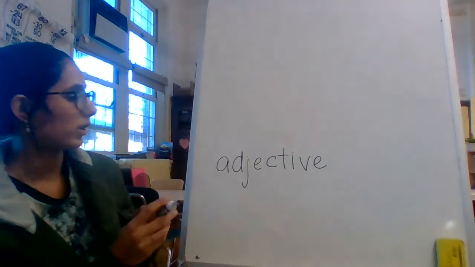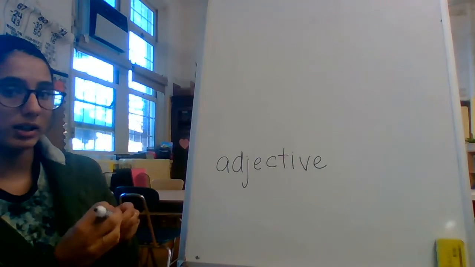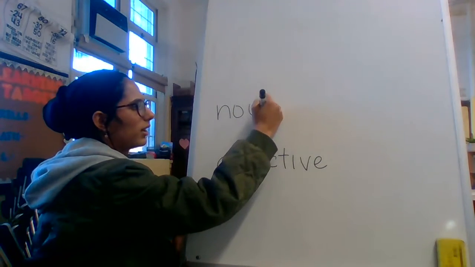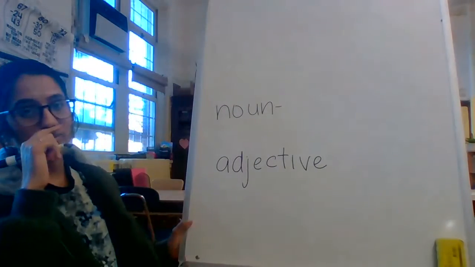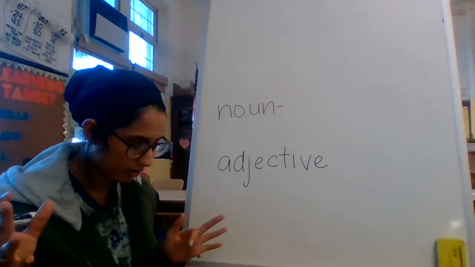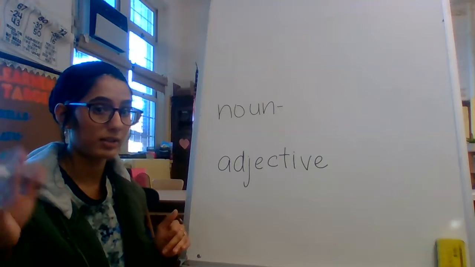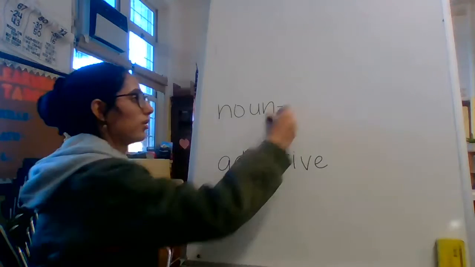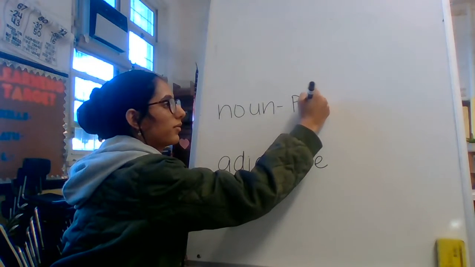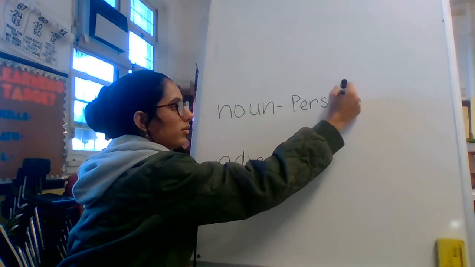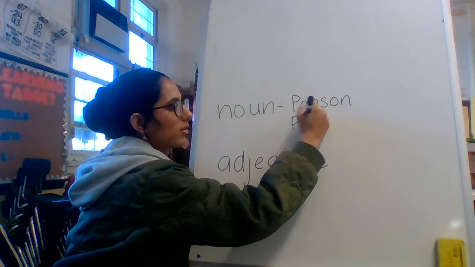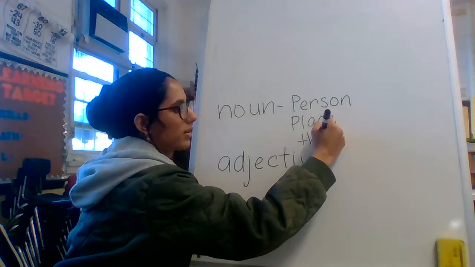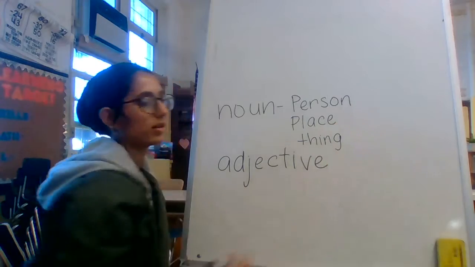So we also learned about something called a noun. What was a noun again? A noun was what? A person, place, or a thing. So remember, person, place, or a thing. And remember, things could include animals as well.